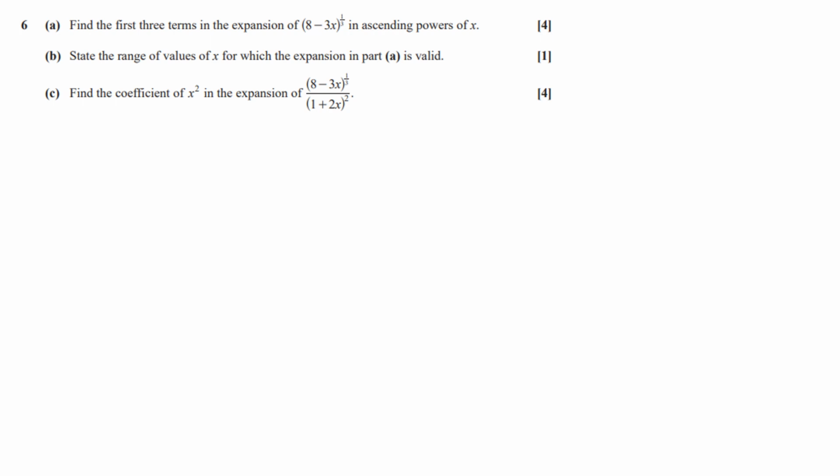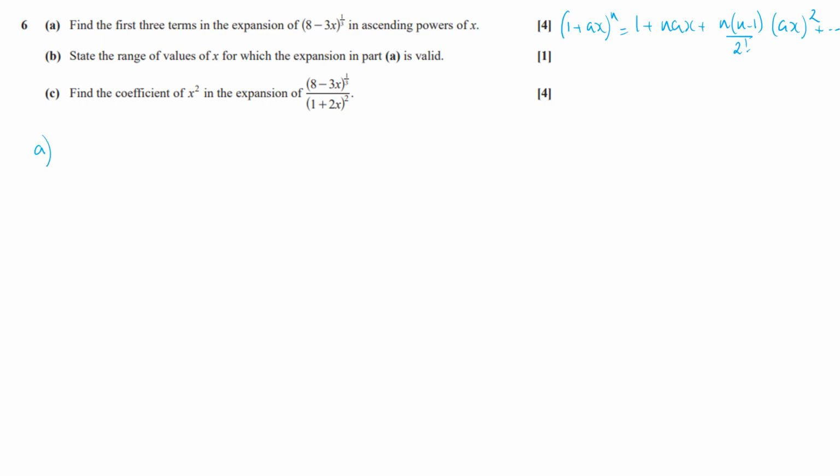This next question is a binomial expansion. You get on the formula sheet that (1 + ax)^n is equal to 1 + nax + n(n − 1)/2 factorial (ax)², plus obviously dot dot dot, but we just want the first 3 terms, so they're all the terms we will want.